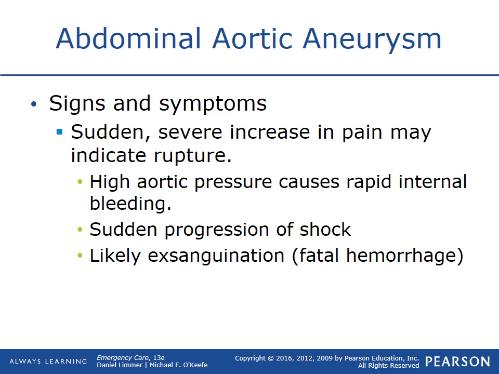Signs and symptoms are sudden severe increase in pain, and it might indicate a rupture. High aortic pressure causes a rapid internal bleeding, suddenly progressing to shock. You see signs and symptoms of shock, and they can have a fatal hemorrhage.